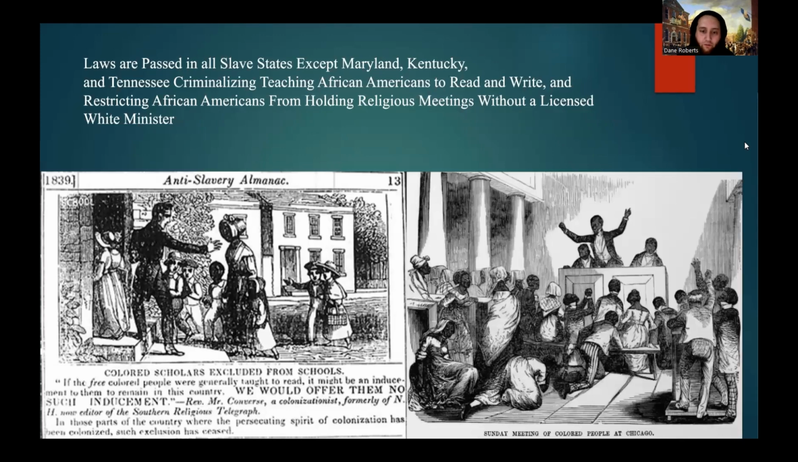During this period of time, as religion was beginning to be used to justify chattel slavery in the South, laws would be passed in all Southern slave states except for Maryland, Kentucky, and Tennessee, criminalizing teaching African Americans to read and write and restricting African Americans from holding religious meetings without a licensed white minister.